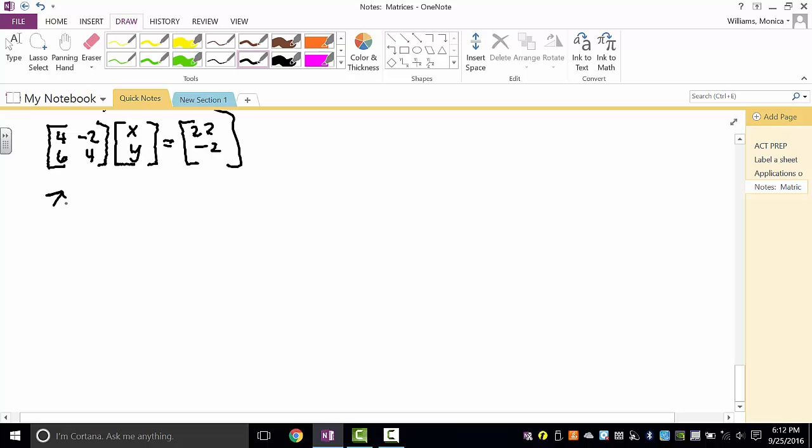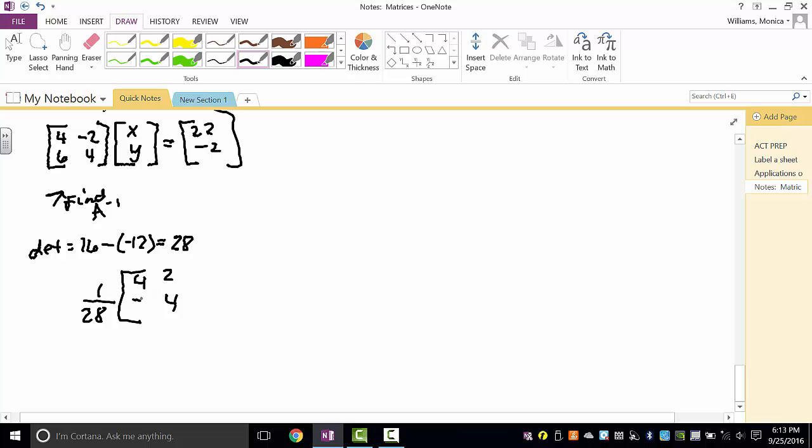So find the inverse. To find the inverse, you know we do the determinant first. So we have 16 minus negative 12. It's 28. So 1 over 28. Swap your A and D. 4 and 4 is swapped. Change the signs on B and C. So negative 2 becomes a positive 2. Positive 6 becomes a negative 6.